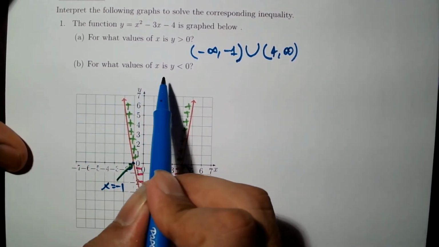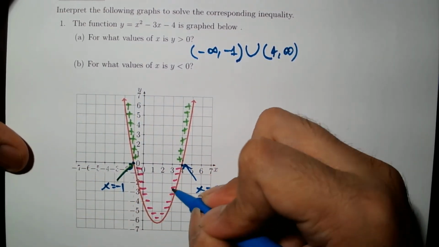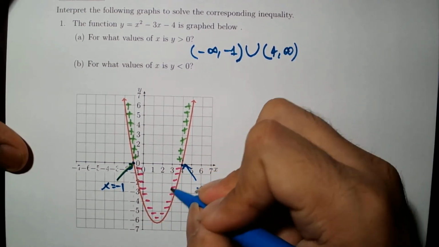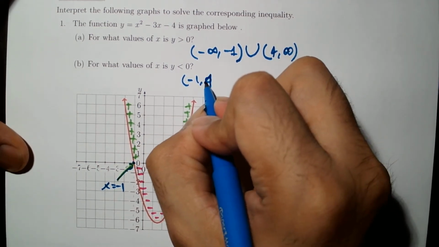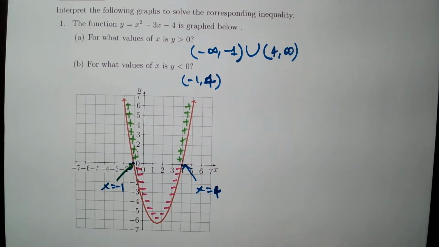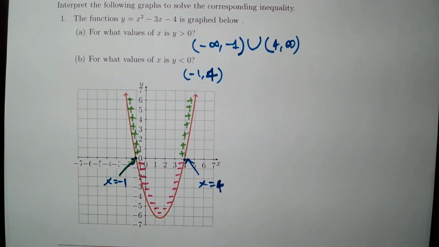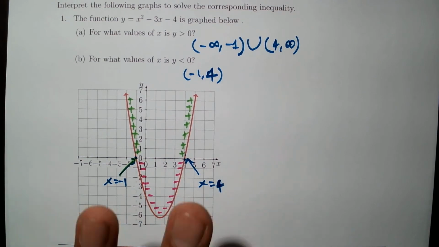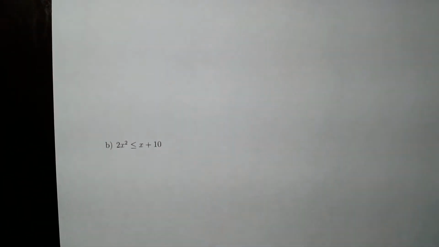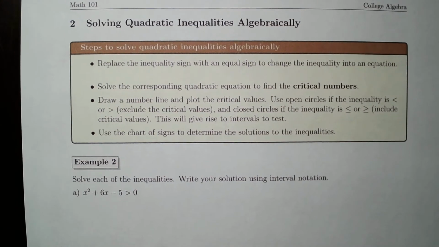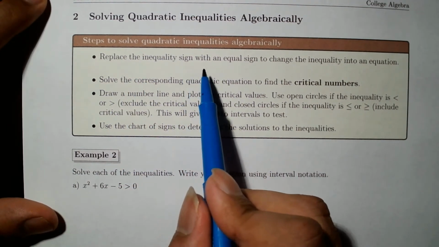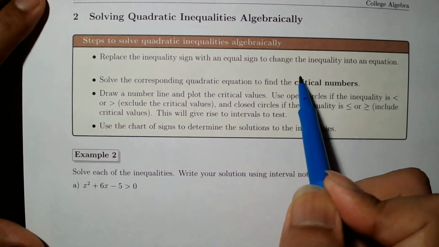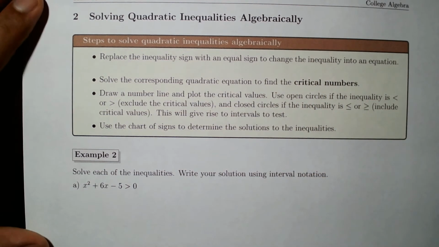Now, for what values of x is y less than 0? That is, what is the interval in which the parabola is negative? That goes from -1 to 4. So that's from the graphical or geometric point of view. Now, how do we do this in algebraic form? Is there a way to do it? Yes. Solving quadratic inequalities algebraically, the first thing we do is replace the inequality sign with an equal sign to turn the inequality into an equation.